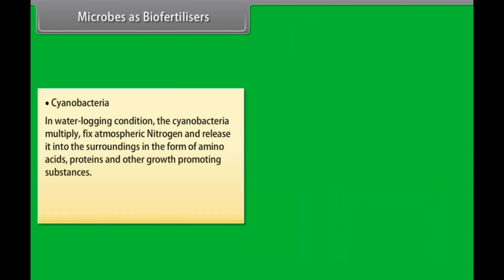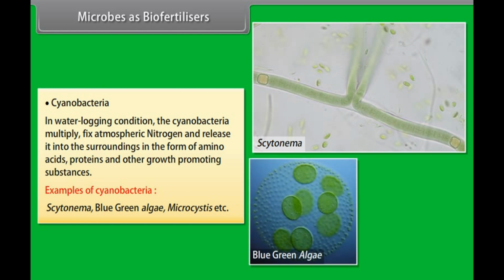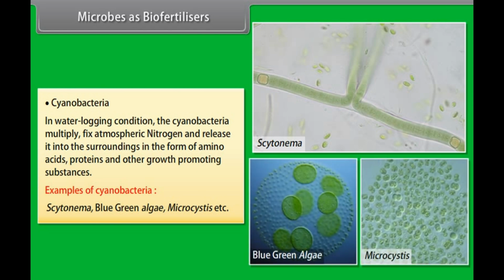Cyanobacteria. In waterlogging condition, the cyanobacteria multiply, fix atmospheric nitrogen and release it into the surroundings in the form of amino acids, proteins, and other growth-promoting substances. Examples of cyanobacteria: Cytonema, blue-green algae, Microcystis, etc.